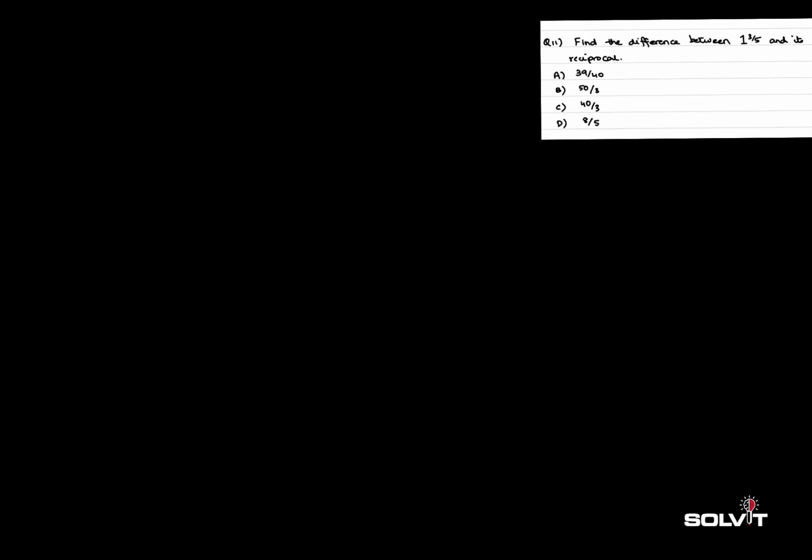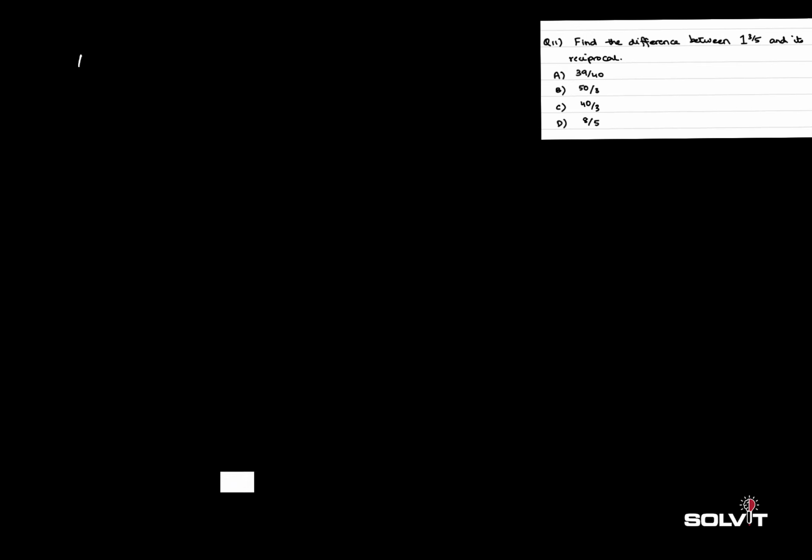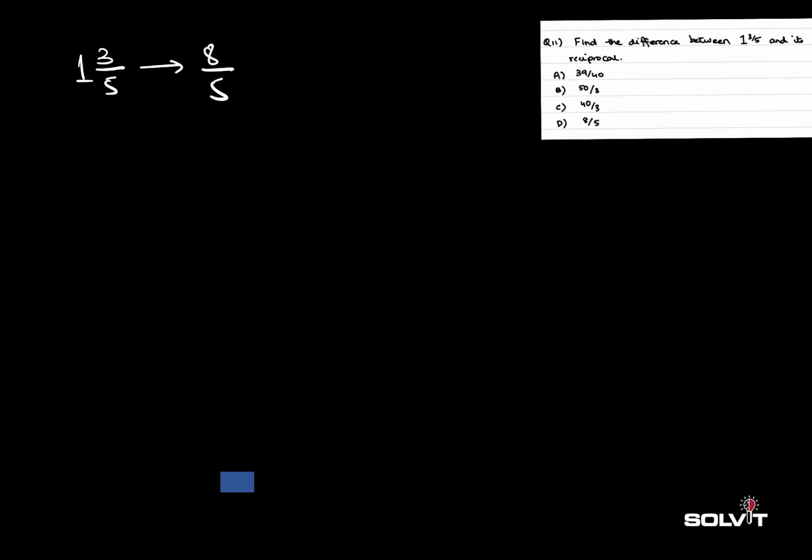So guys, let's look at question number 11, which says we need to find the difference between 1 whole 3 over 5 and its reciprocal. First, 1 whole 3 over 5 is written like this. Let's convert it from a mixed number to an improper fraction. It will become 8 over 5. Then we need to find the difference between 8 over 5 and its reciprocal. Its reciprocal would be 5 over 8. Then we need to figure out the difference.